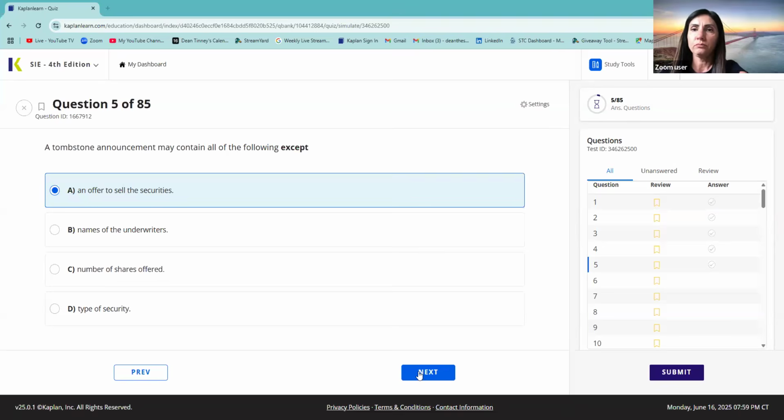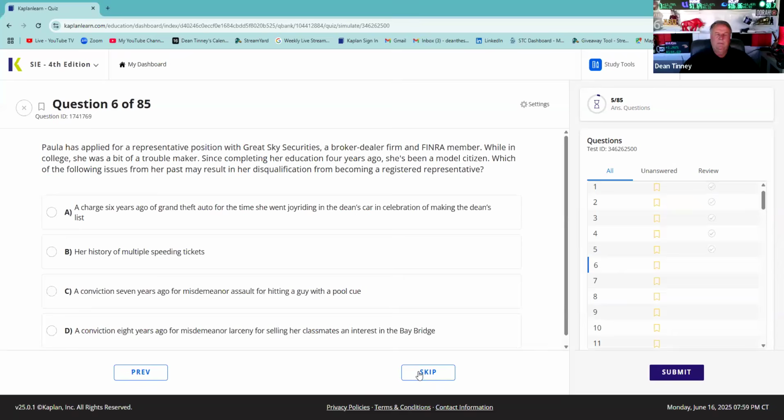Okay. Paula has applied for a representative position with Great Sky Securities, a broker-dealer firm, and a FINRA member. While in college, she was a bit of a troublemaker. Since completing her education 4 years ago, she's been a model citizen. Which of the following issues from her past may result in statutory disqualification?